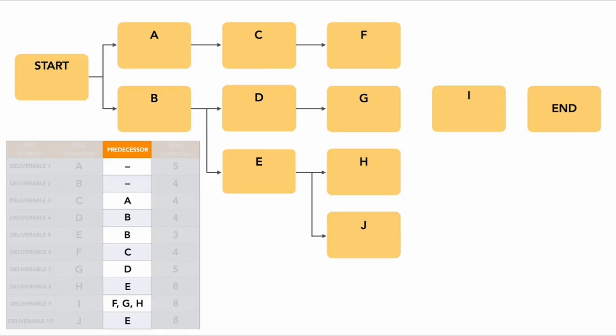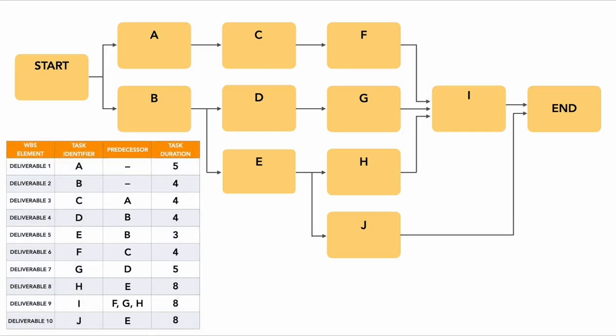In this case, F begins after C, G begins after D, H begins after E, and J begins after E. However, I cannot begin until F, G, and H are all finished. And therefore, logically, look at the arrows and see how the arrows have to go to I, and then over one more arrow onto the end of the project.